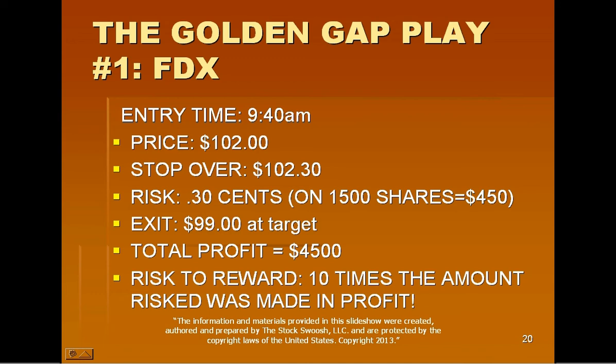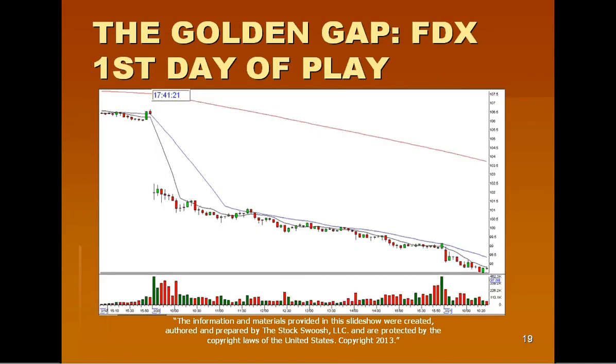The total risk to reward, if you stayed in this to the target on this first day of the gap, was 10 times the amount you risked. Whether you risked $450 or $150, it was 10 times the amount of the risk, which was $4,500 from the entry. So this went way past this, okay, into the second day.